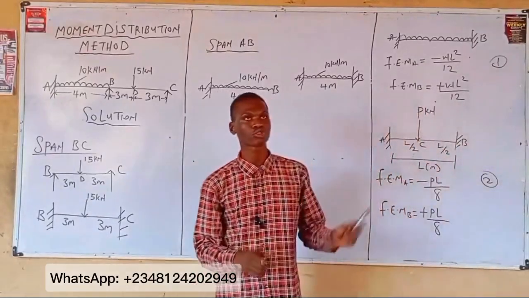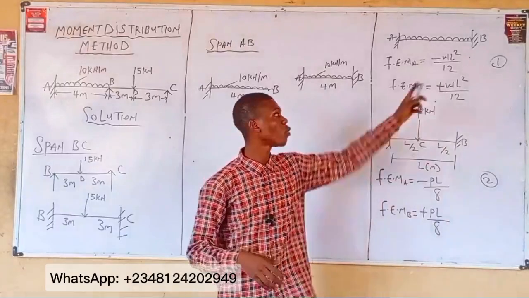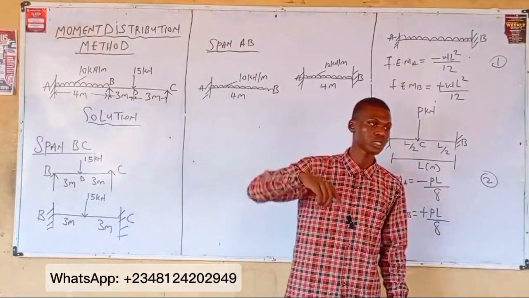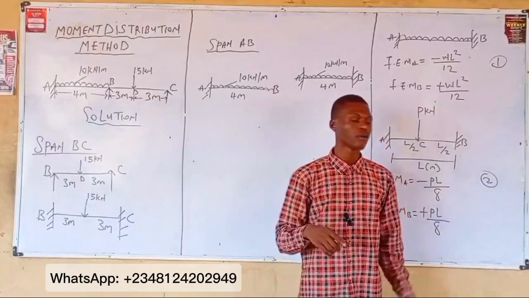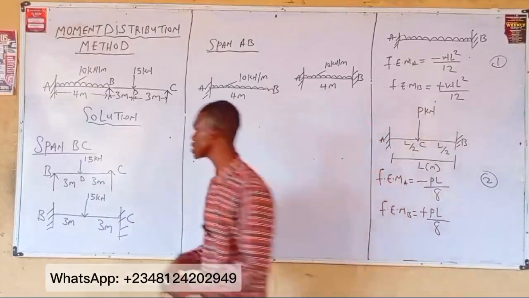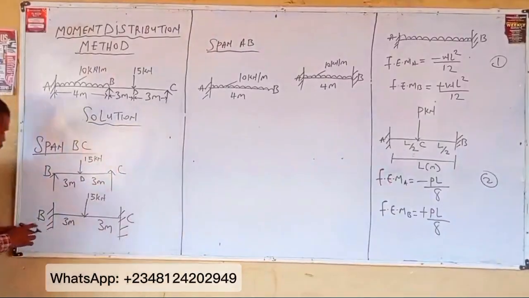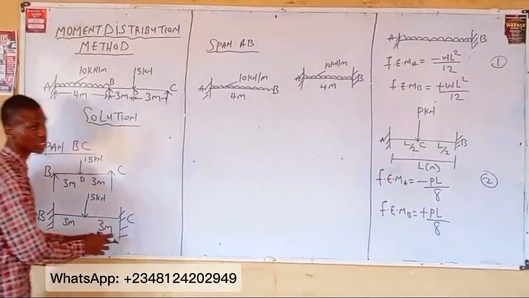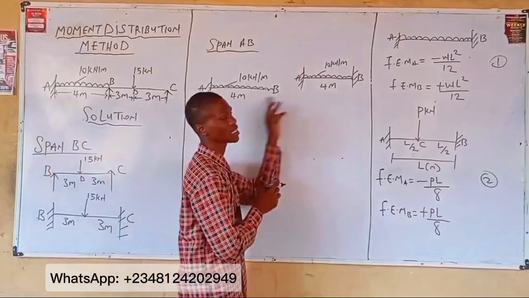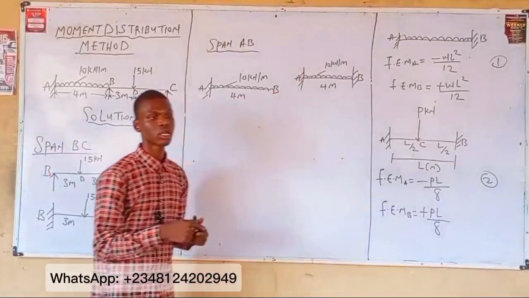For the first one, 1 and 2, respectively, what span am I relating it to? For figure 1, or you say for case 1, am I relating it to span AB or span BC? Span AB. For case 2, AB or BC? BC. What it means is that up to this level, you are going to calculate the fixed end moment at B and the fixed end moment at C for span BC. Similarly, you calculate the fixed end moment at A and the fixed end moment at B due to span AB.